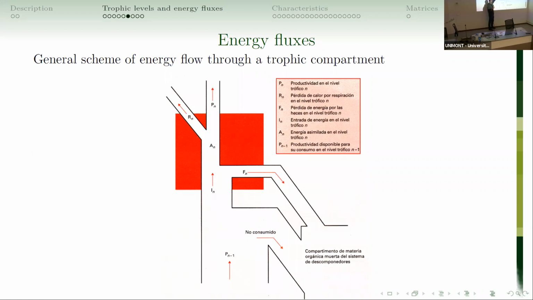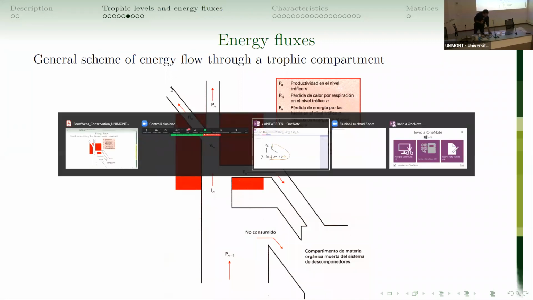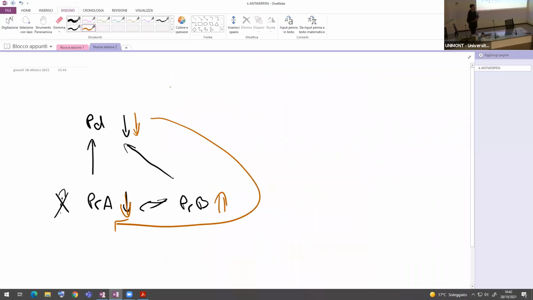Yeah? Why not the energy that enters and leaves? Yeah, this is another efficiency, which is called the Lindemann efficiency, right? Which is interesting as well. I'm going to talk about this in a moment. But so we have that. I can erase this.